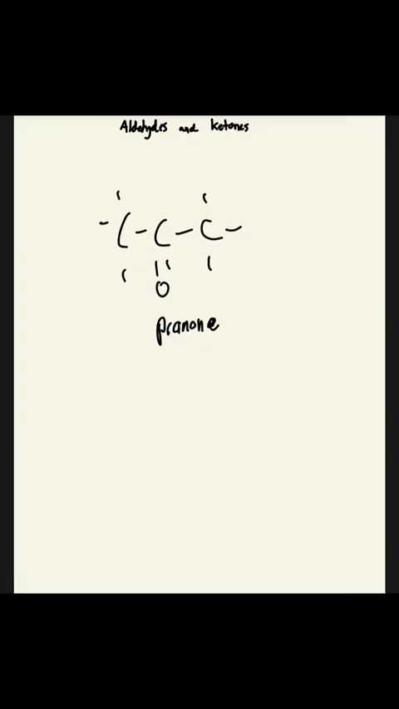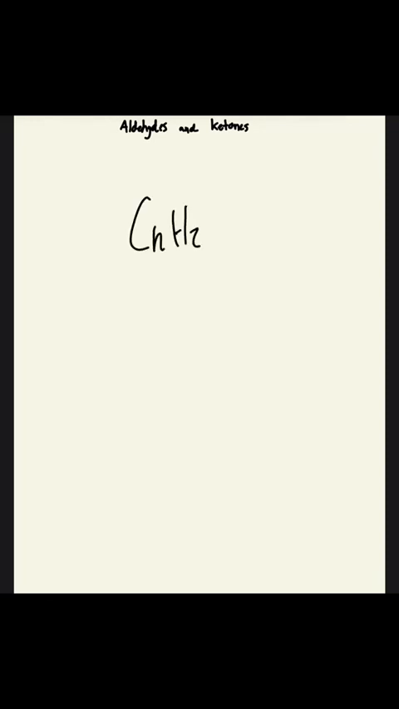Okay, so to summarize, both aldehydes and ketones contain a carbonyl group and share the molecular formula CnH2nO. So if we have a molecule with 6 carbons, then n would equal 6, and the molecular formula will be C6H(2 times 6, which is 12)O.